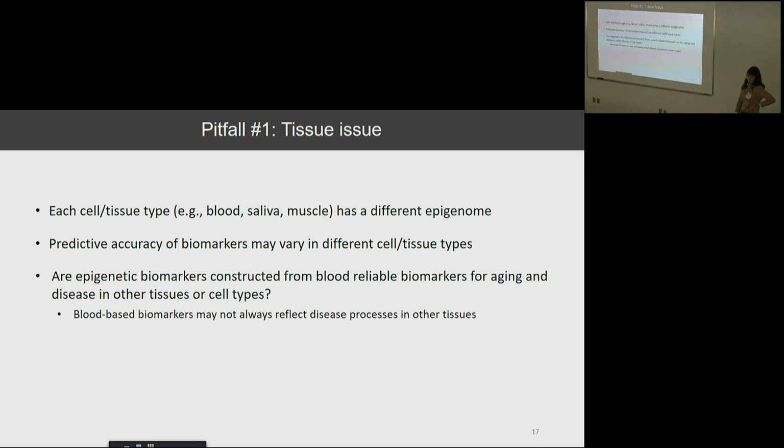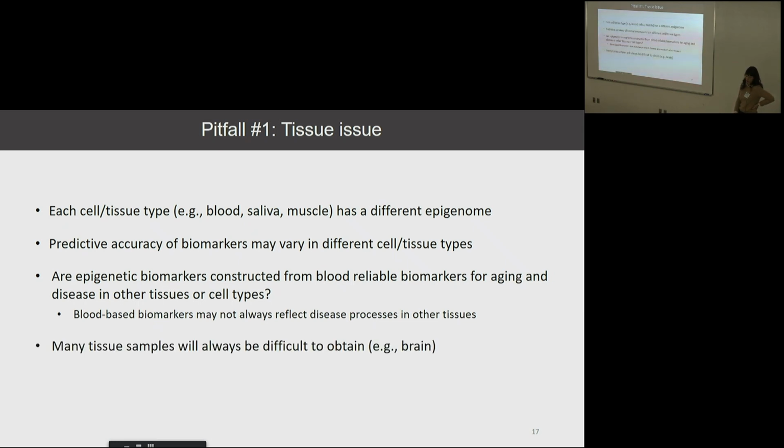If we're interested in constructing a blood-based biomarker for Alzheimer's risk or something like that, the question is whether that can really work, or whether we would need brain tissue to construct a robust biomarker. And these are things that, again, are openly being explored.